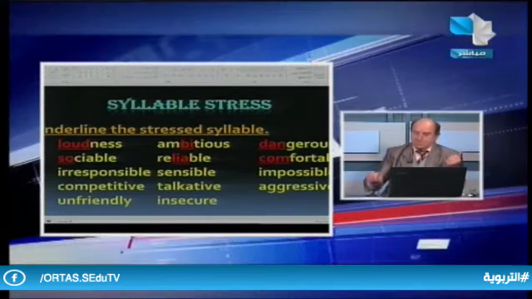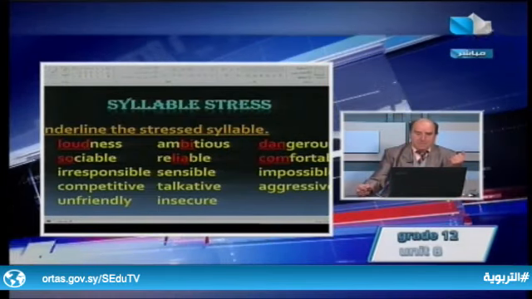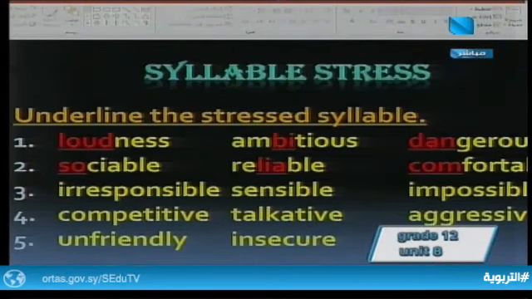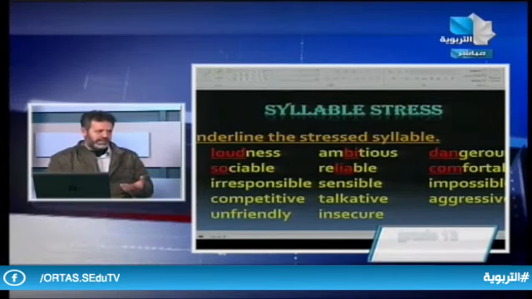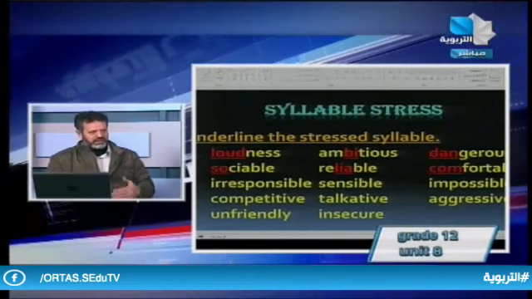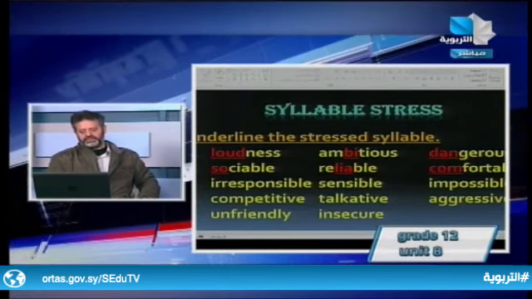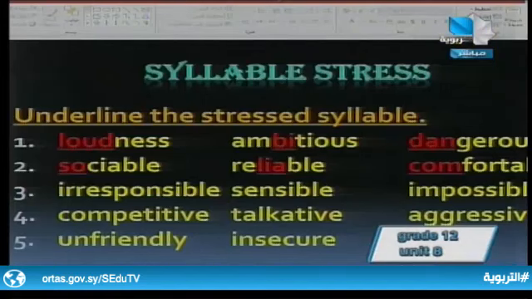Good. The second, number two, Mr. Mazin. The first word is sociable. Yes, sociable, from social. So the stress is on the first syllable. We have the suffix, which is "ble." It's not stressed.